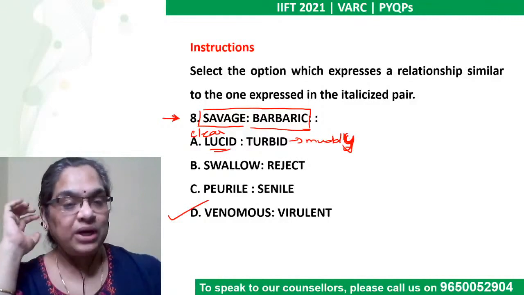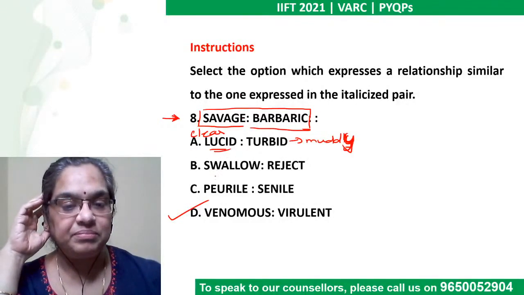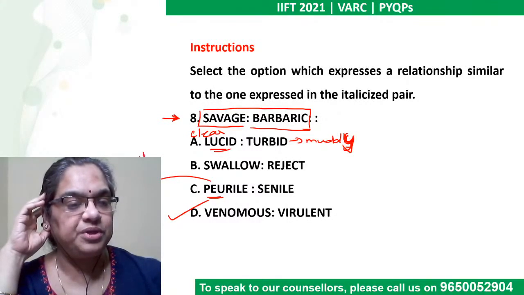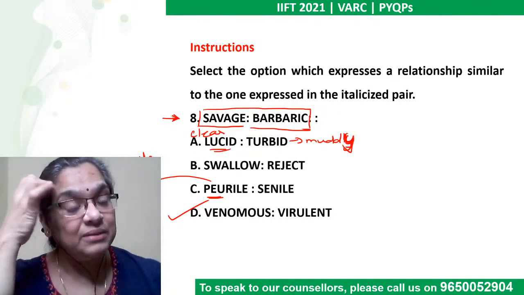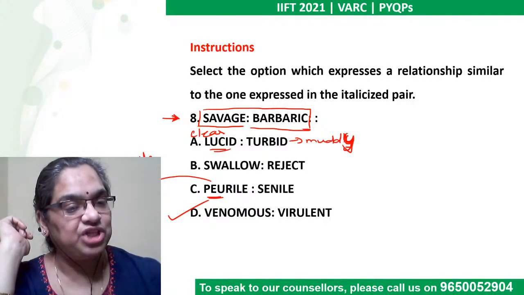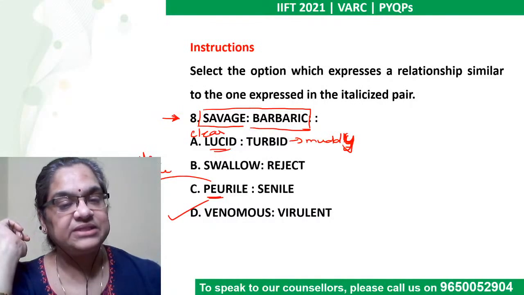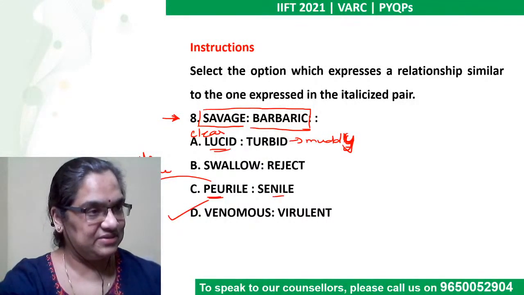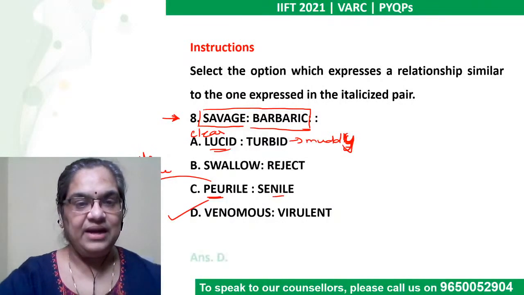All right. What does puerile mean? It's not this. It's spelt wrong. It should be like this. Puerile means immature or childish. Senile is the old age illness. All right. Next one.